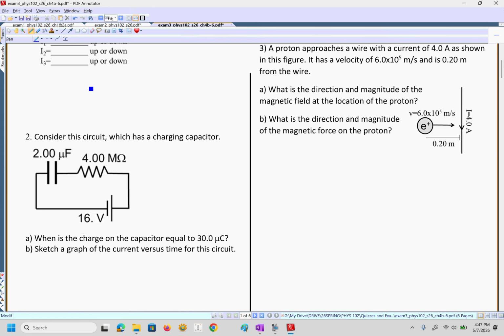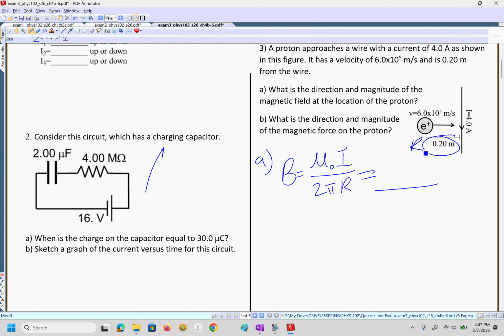Okay, so I'm not going to do the numbers here. I'll just write the equations. We did this in class. But I'm asking first, what is the direction and magnitude of the magnetic field? So the magnetic field is equal to mu naught I over 2 pi r. And so you'd calculate that. Here, this is R. I is 4 amps. And mu naught is 4 pi times 10 to the minus 7. That's on the equation sheet. You will have a full equation sheet. You'll just be able to tear it off, so you'll have it right next to you.